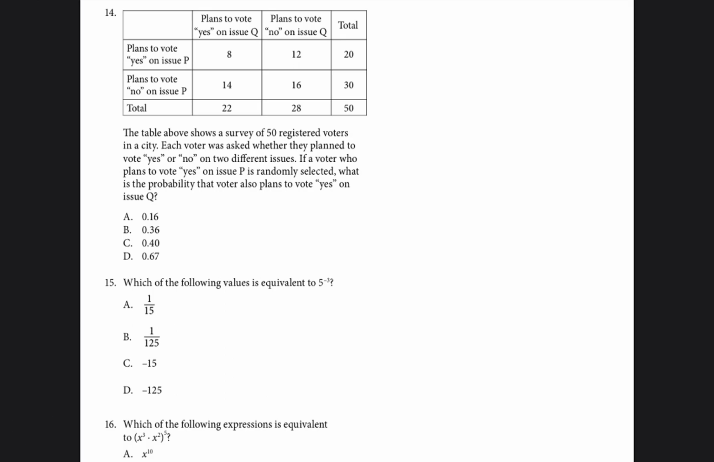So it says, the table above shows a survey of 50 registered voters. If a voter who plans to vote yes on issue P is randomly selected, what is the probability they also want to say yes on issue Q? So probability is usually written as a fraction. The total amount is on the bottom, and then the specific amount that they're looking for is on the top. So we're looking at the pool of people who plan to vote yes on issue P.